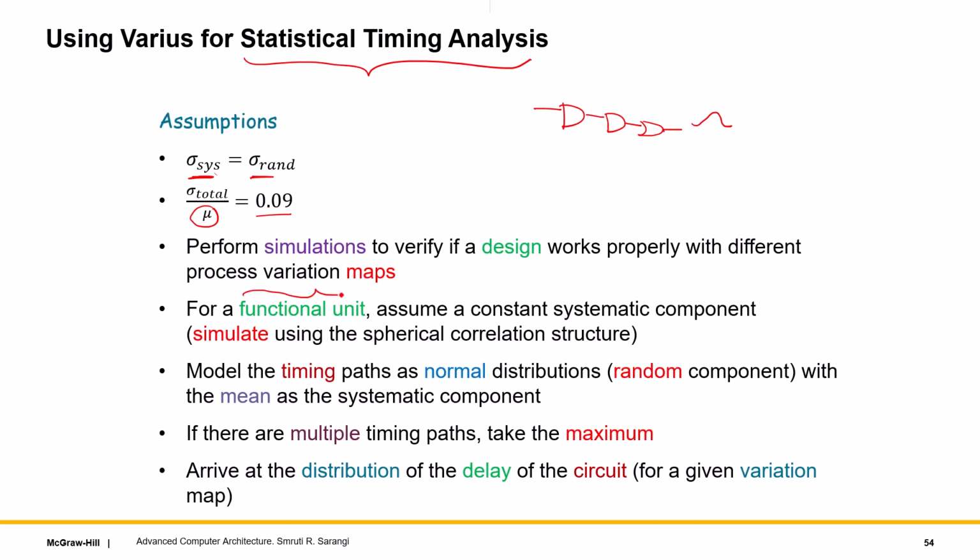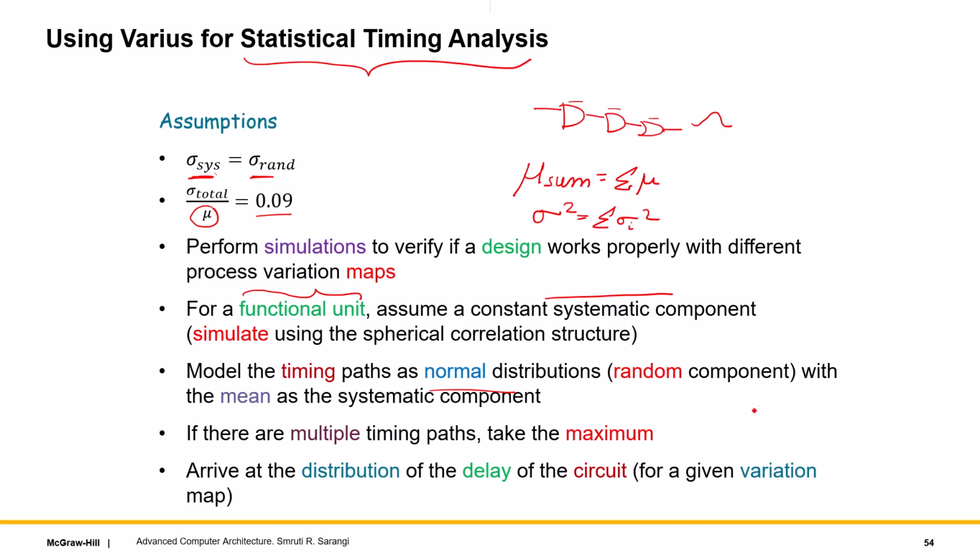Then what we can do is, for a given functional unit or for a given set of gates, we can assume it's fairly small, so it will have a constant systematic component but a varying random component. So essentially, if this takes a random amount of time, this takes a random amount, all of these are normally distributed, then essentially the sum of random variables is also a random variable. So we can model the timing paths as normal distributions. And as I said, the sum of normal distributions is also a normal distribution, where the mean is the sum of the individual means and the variance is a sum of the individual variances.